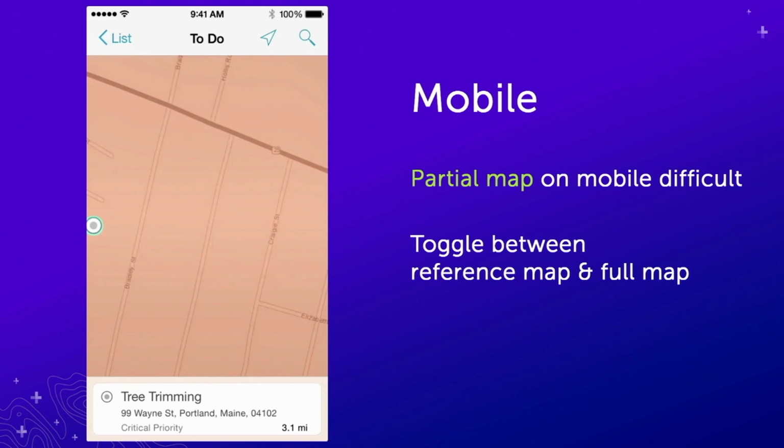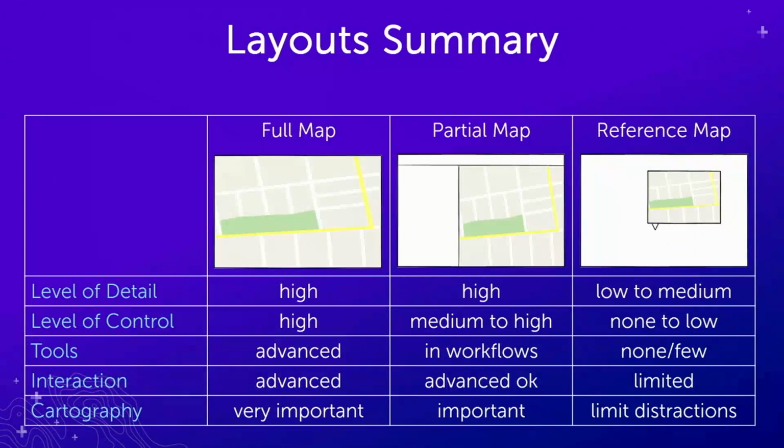And that's how you interact on mobile devices. That's the preference here. Here's a quick summary of the layouts, and what I want to highlight here is that the partial map has the huge advantage of being able to embed tools in workflows, and advanced interactions with the map are still okay. Those are the main reasons why partial map is our preferred layout, but depending on your application needs, you might want to choose another type.